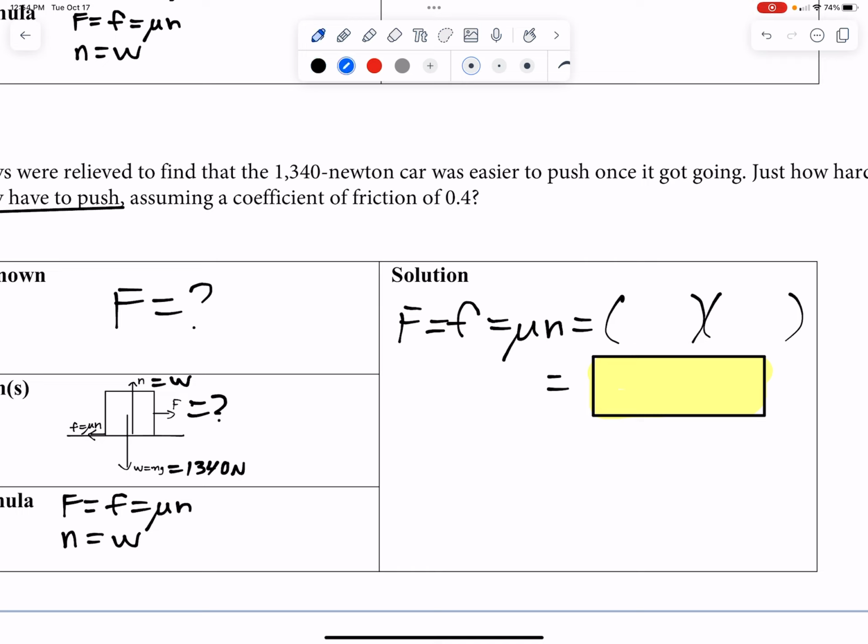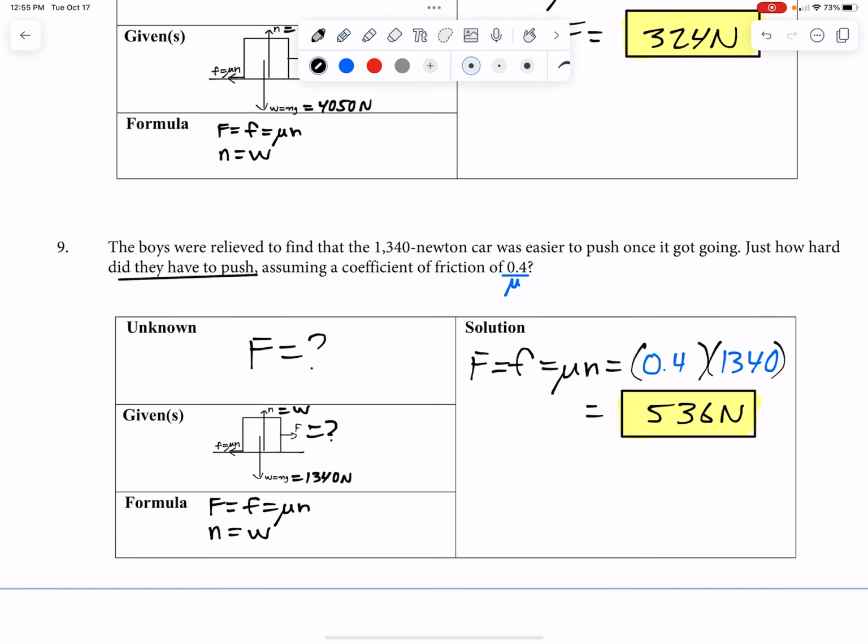Plugging in, we have a mu of 0.4. There's our coefficient of friction mu. And we have a normal force, which is the same as the weight, of 1,340 newtons. Please take a second to plug that in your calculator. You should have gotten about 536 newtons.